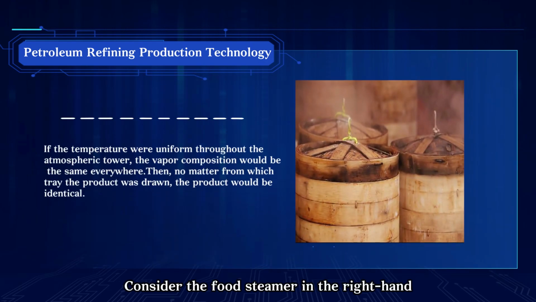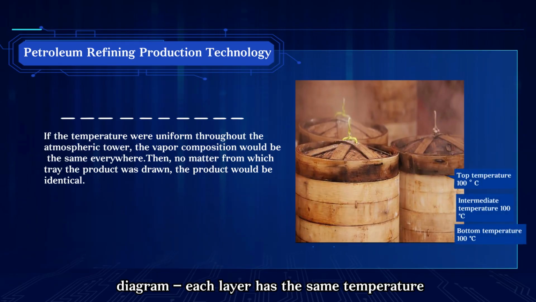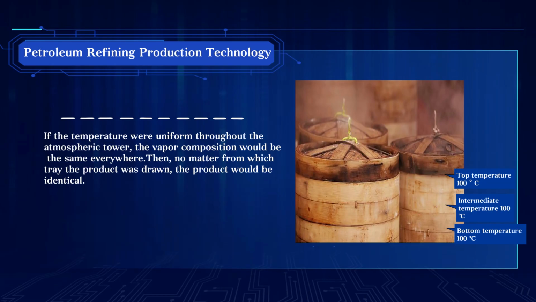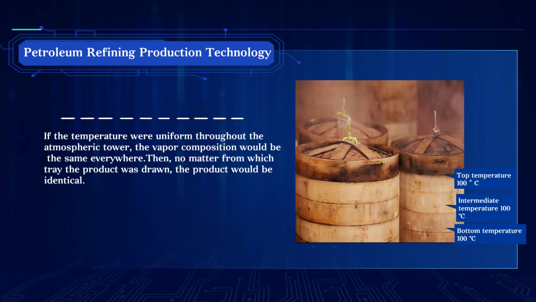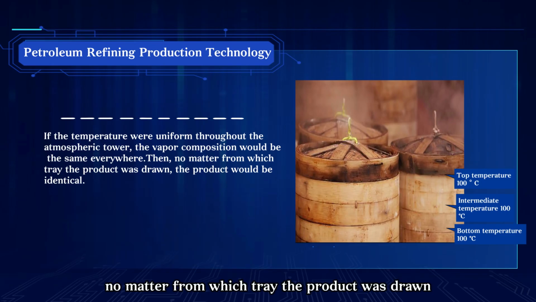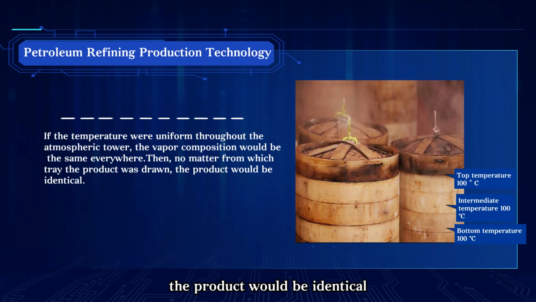Consider the food steamer in the right-hand diagram. Each layer has the same temperature, 100 degrees Celsius. If the temperature were uniform throughout the atmospheric tower, the vapor composition would be the same everywhere. Then, no matter from which tray the product was drawn, the product would be identical.